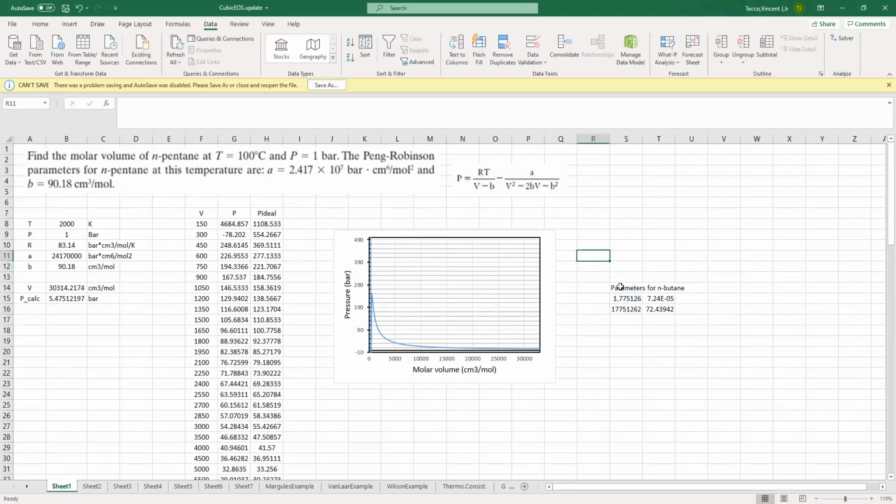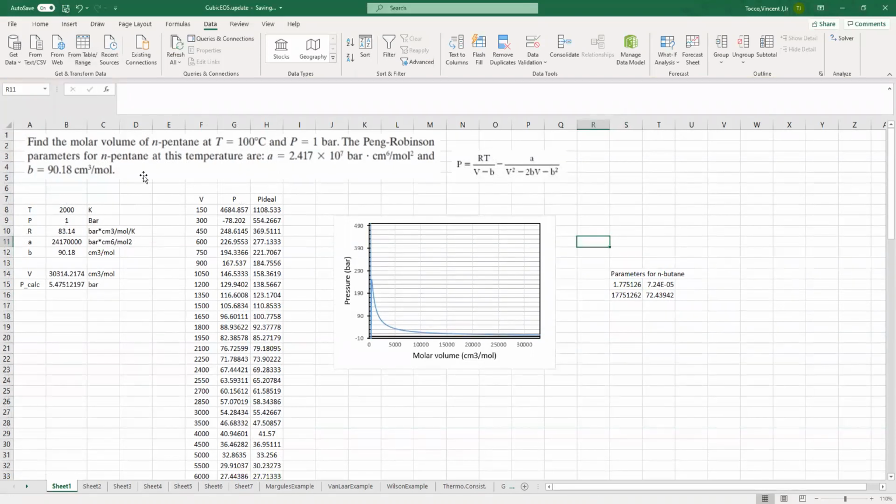So what I'm going to do is simply save my Excel spreadsheet, because I don't want to mess everything up, or I want to go back to this maybe in the future. But I just want to see what happens if I plot this. So instead of whatever value that is, I'm going to copy in the parameters for N-butane.